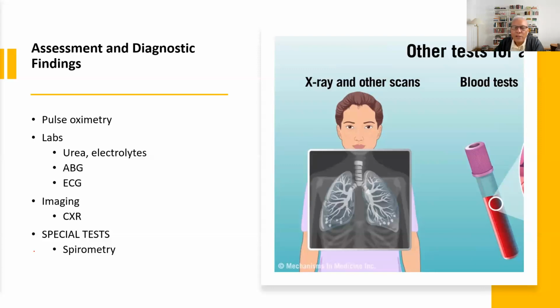All right, so what are the ways in which we could monitor and the diagnostic findings that you will observe in a patient with an asthmatic attack? Well, one of those things is going to be your pulse oximetry. Pulse oximetry can be very helpful in the sense that you are going to be able to assess the severity of an asthmatic attack or to monitor the patient for deterioration.